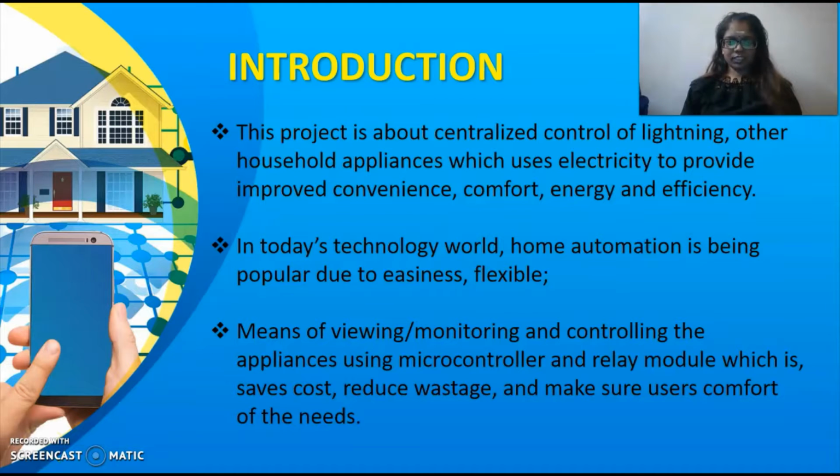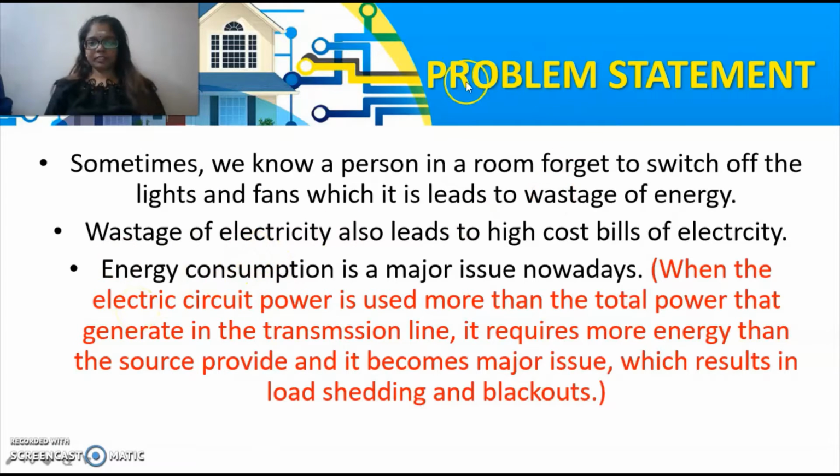The introduction of this project is about a centralized control of lighting and household appliances which use electricity, to provide improved convenience, comfort, energy, and efficiency. In today's technology world, home automation is becoming popular due to the easiness and flexible means of viewing or monitoring and controlling the appliances using a microcontroller and relay module, which saves cost, reduces wastage, and ensures the user's comfort of the needs. Next is the problem statement.